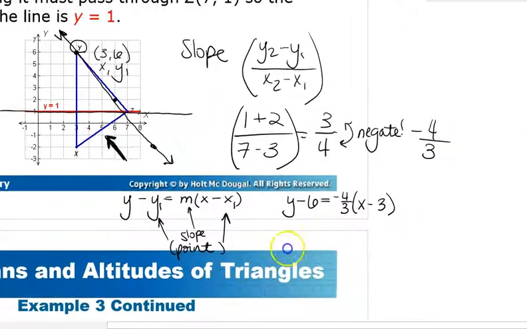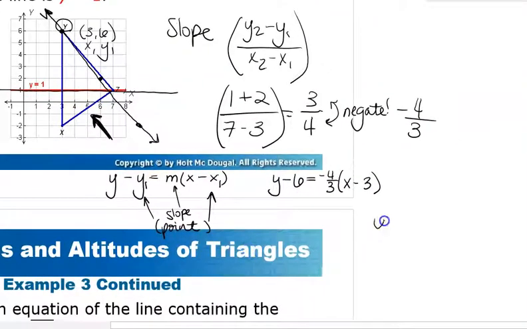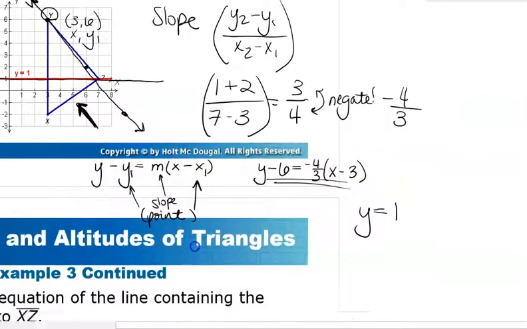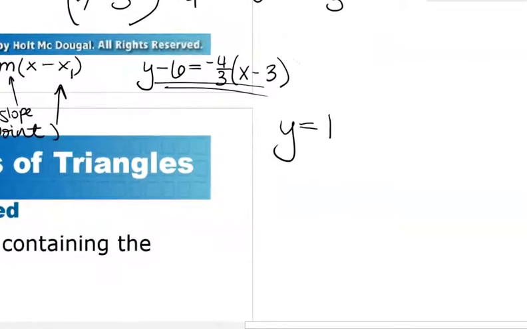Okay, so what I have now is the y equals 1 line, and I have this new equation as well, the other line equation. If you're having trouble following along, you can rewatch this video if you need. You can check in your book for reference, and you can take notes, write these down.